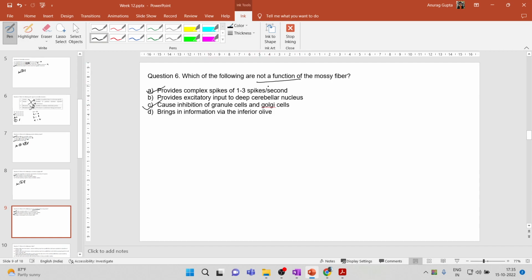So this is the correct answer because it is not a function. And brings in information via the inferior olives. This is not correct. The climbing fibers bring in information via the inferior olives, not the mossy fibers. So the answer is A, C, and D.